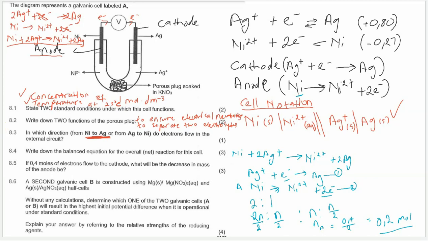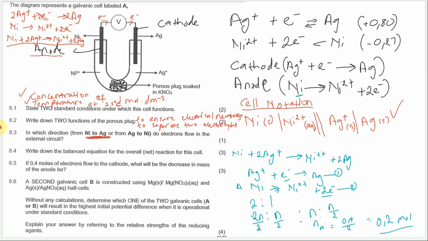So we need to relate that reaction, the number of moles of electrons, with the number of moles for the nickel. Once you have found the number of moles of these electrons, it is going to be the same as the number of moles of the nickel. So you can now go ahead and calculate the mass which was lost.